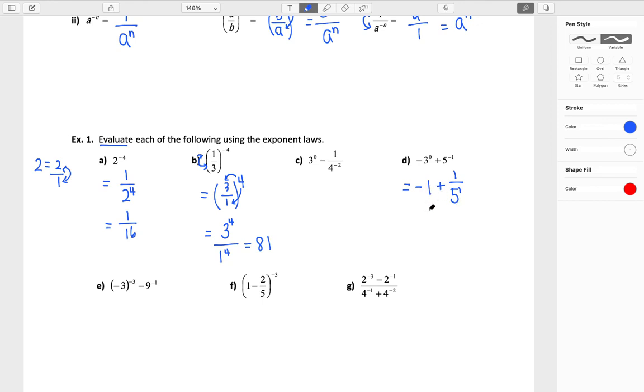So in order to add them, I'm going to make a same denominator. So I'm going to multiply negative 1 with 5. So negative 5 over 5, right, plus 1 over 5. And then negative 5 plus 1 will give me negative 4 over 5. And that will be your final answer.